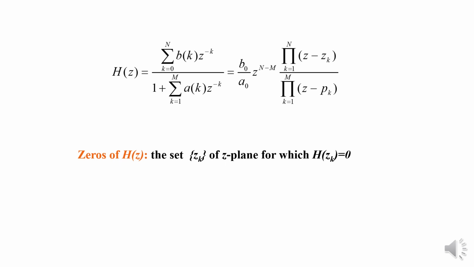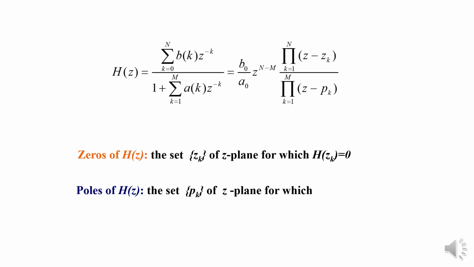Zk of the z plane for which H(zk) equals 0, right? I have told you that zero means a value where the numerator becomes 0. So if the numerator is 0, H(z) will be 0. A single zk is not a single value, right? We are substituting k equal to 1 to capital N, so there will be N values of zk. All of them are called zeros of H(z), which will make H(z) become 0 if you substitute z equal to zk.